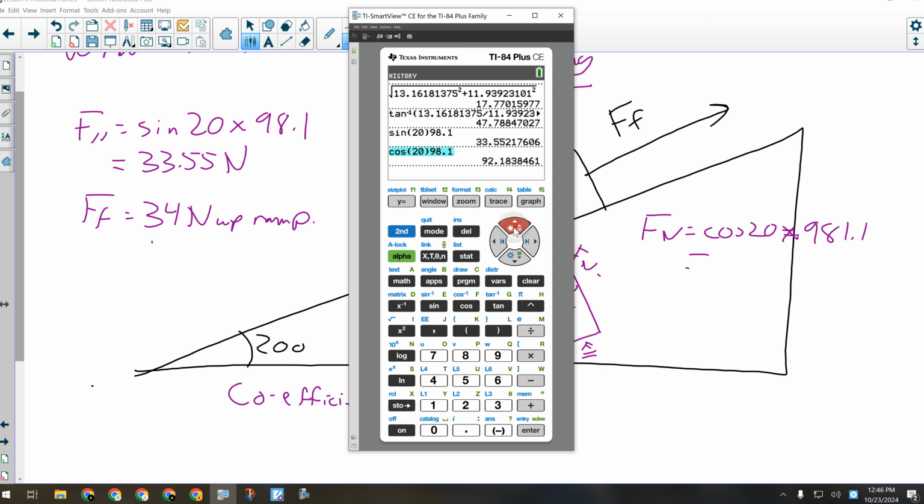So there was my force of friction. But I'm just going to use 34 because this would be a part B. So 34 divided by that number there. Okay, so I get a decimal. Is that okay?